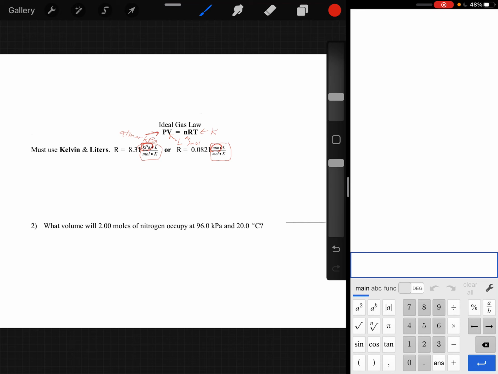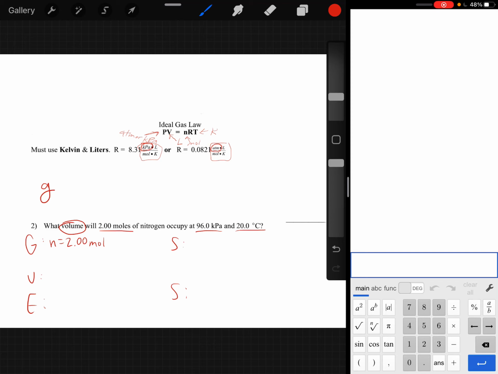It's kind of like Boyle's law, honestly. So I'm going to do this one right here. It says, what volume will 2 moles of nitrogen occupy at 96 kilopascals and 20 degrees Celsius? So we are looking for volume. So I'm going to go ahead and write out my GUESS strategy. So the first thing I was given was moles, 2 moles. So I'm going to use N for my moles.